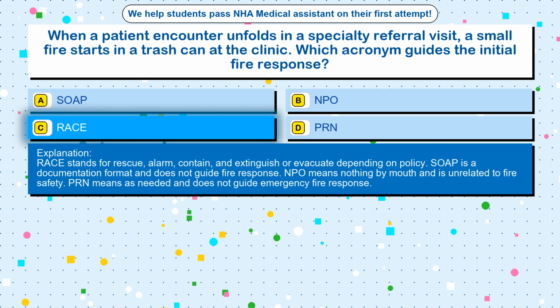RACE stands for Rescue, Alarm, Contain, and Extinguish or Evacuate depending on policy. SOAP is a documentation format and does not guide fire response. NPO means nothing by mouth and is unrelated to fire safety. PRN means as needed and does not guide emergency fire response.